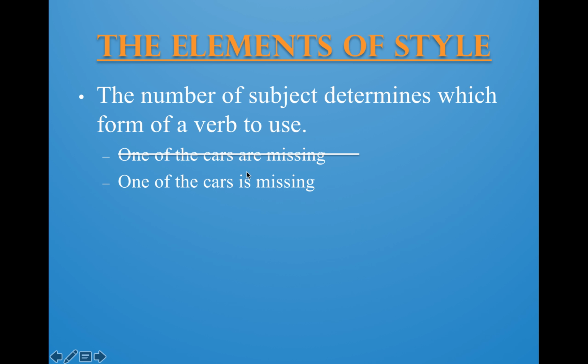So you always want to make sure that your verb, the action of the sentence, matches the subject of the sentence. If I said the cars are missing, I'm good to go. But the fact that I've specified that one of the cars is missing, I need to be one is missing.